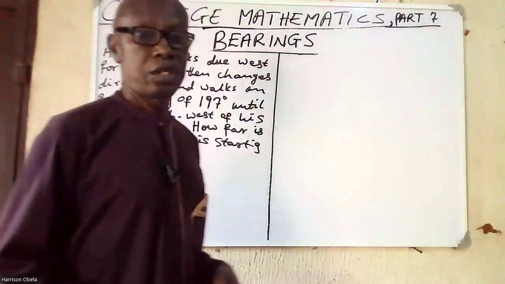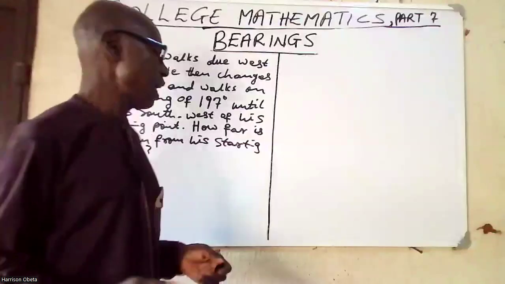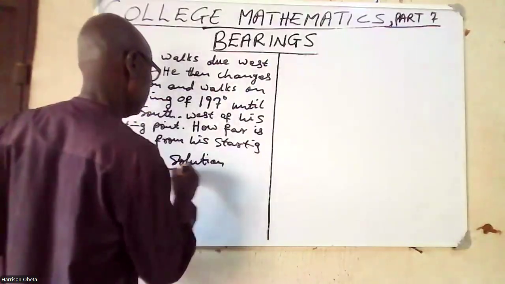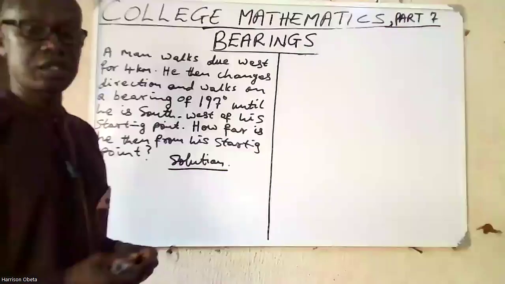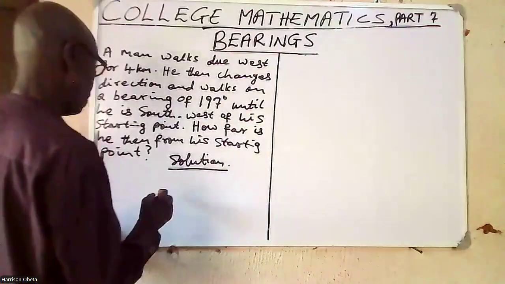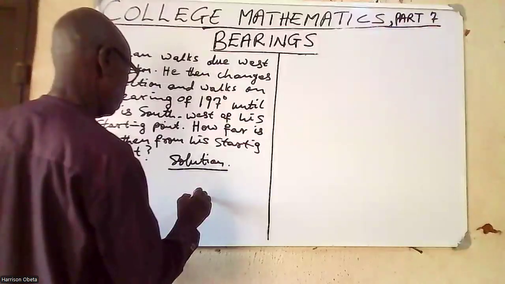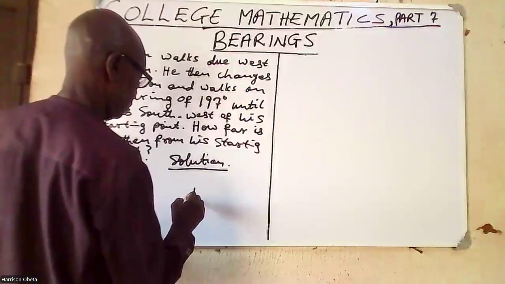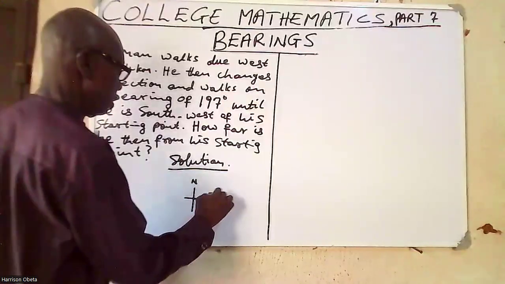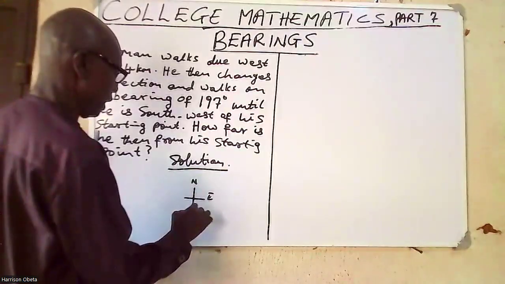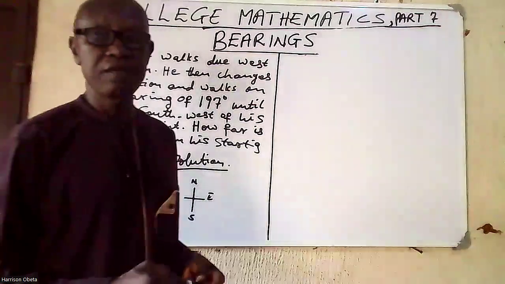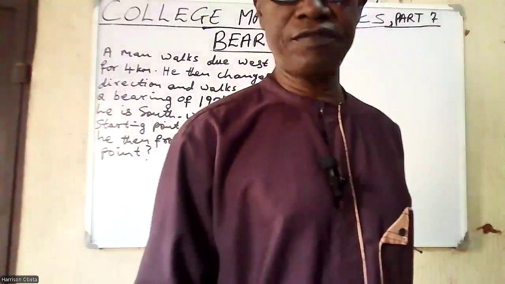Now, in order to start, we have to draw the diagram. Solution. We have to draw the cardinal points and then indicate the starting point. So as usual, we have north, east, west, and then south. A man walks due west. Due west is to the left.